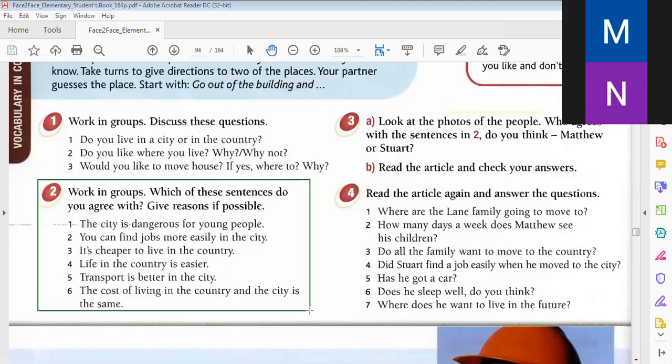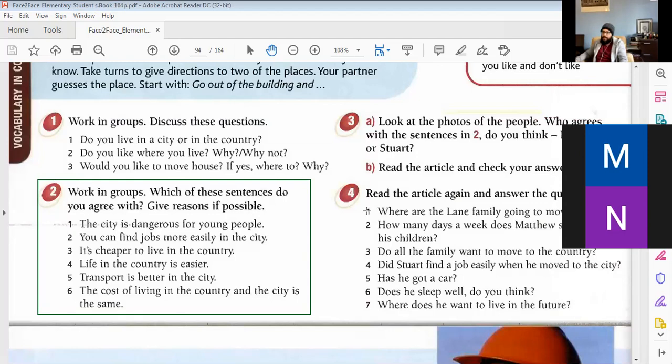But let me read the first sentence, and then I'd like to hear your opinions. So the first one, it says, the city is dangerous for young people. What do you think, Omnimidi? Do you think this is true, false? Sabil, what do you think? False? Do you think this is false?